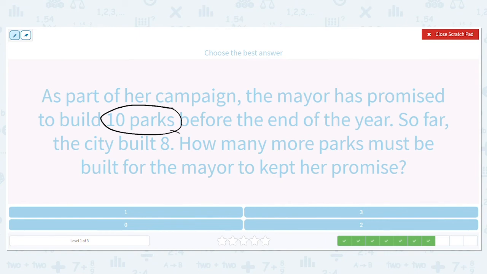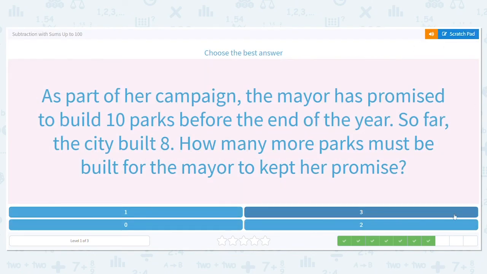They've built 8. And how do I know I need to subtract? What is important in the last sentence in that question that tells me I need to subtract? How many more? That means subtract. 10 minus 8 equals what? How many more parks do they need to build? 10 minus 8 is 2.